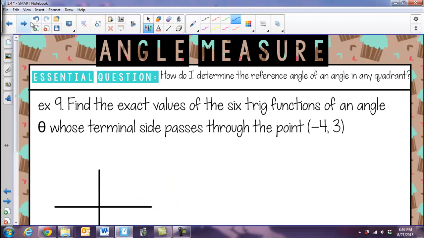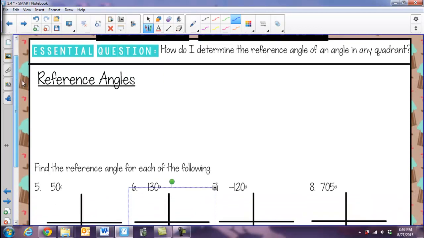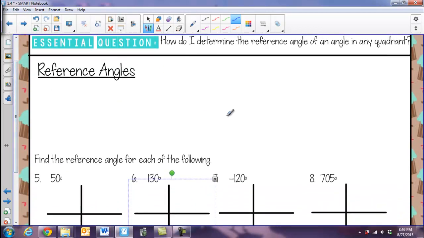Okay, the next thing we need to talk about are reference angles. Well, I skipped a page, sorry, one second. There we go. That was a scary moment in my life. So first of all, the first thing you need to know about reference angles is they are always acute or possibly 90 degrees. So basically, they're less than or equal to 90 degrees and bigger than 0.